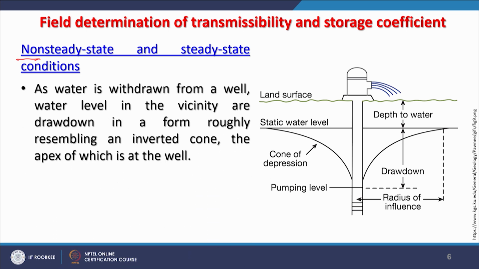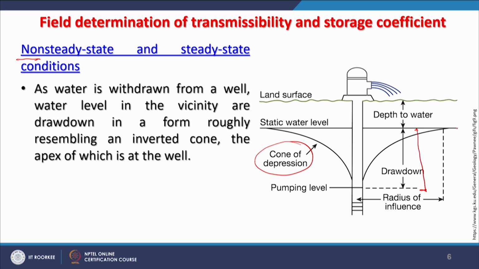As we know, when water is being withdrawn from a well, the water level in the vicinity of the well will go down, and there will be development of a drawdown. As we have also seen in our previous discussions, that would be an inverted cone whose apex is at the center of the well. Here the drawdown we also call a cone of depression. So, the drawdown is happening like this.